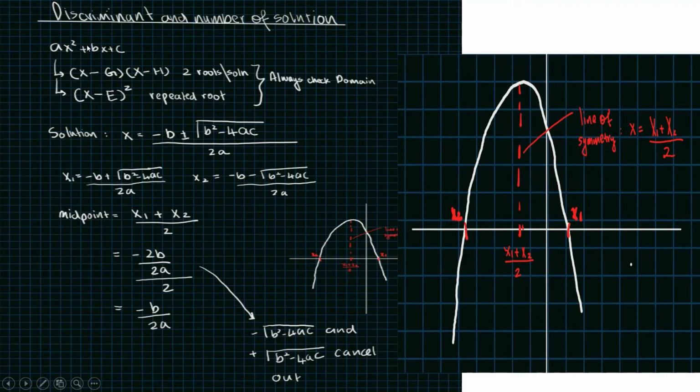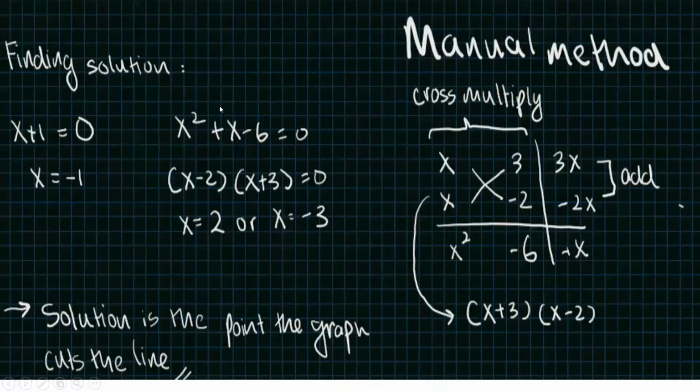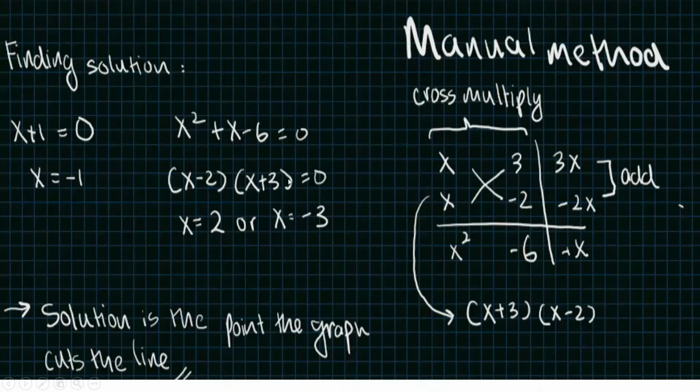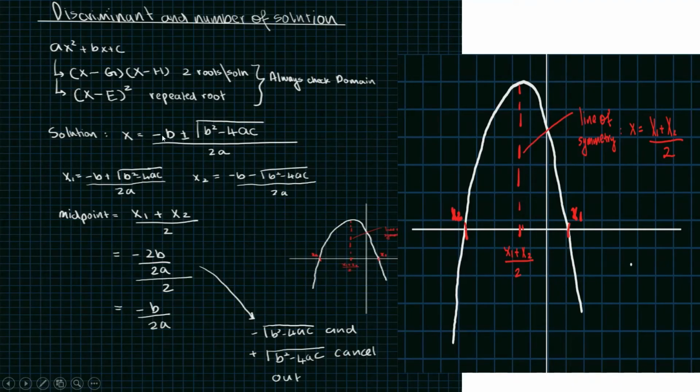To solve a quadratic equation, this is the formula. If it's not a nice number, in this case 2 and minus 3, this is the formula that you use if it cannot be factorized nicely. So x equals negative b plus or minus the square root of b squared minus 4ac, the whole thing divided by 2a. b, a and c are represented by these coefficients over here.